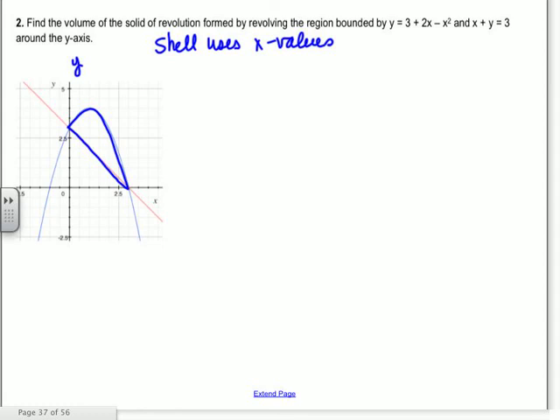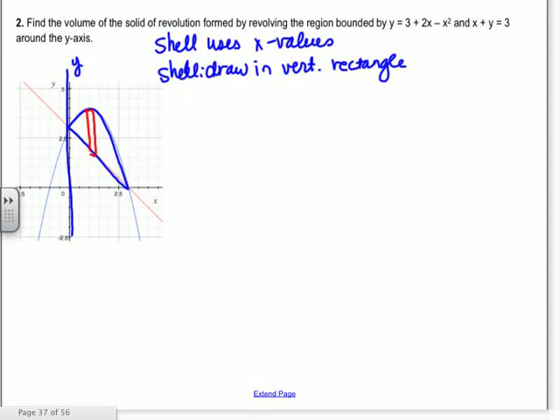I also think if I'm using the shell method, since it's a vertical axis, I'm going to draw in a vertical rectangle. So some kind of rectangle in there. And like I said, it doesn't matter where that rectangle is. It could be over here. It doesn't matter, just as long as it's between the top curve and the bottom curve.